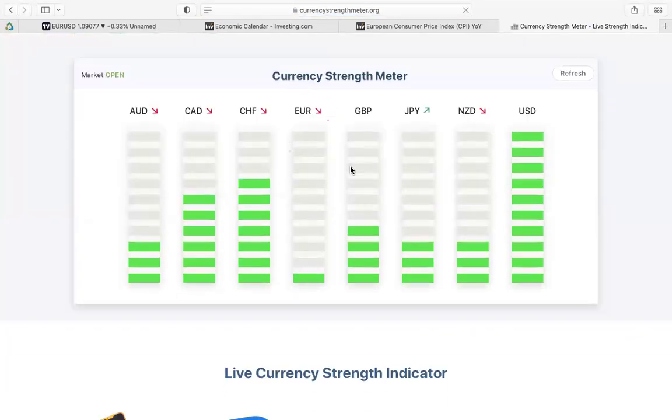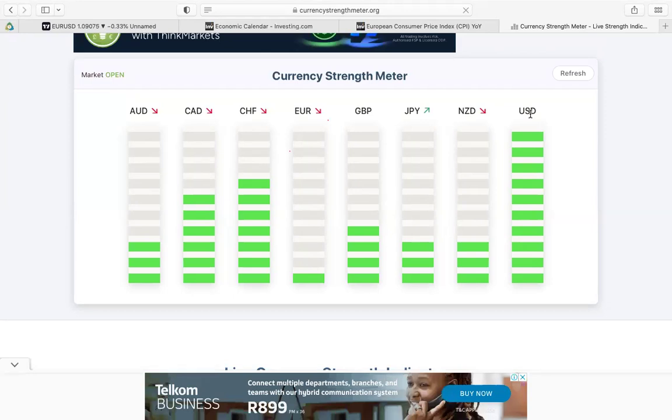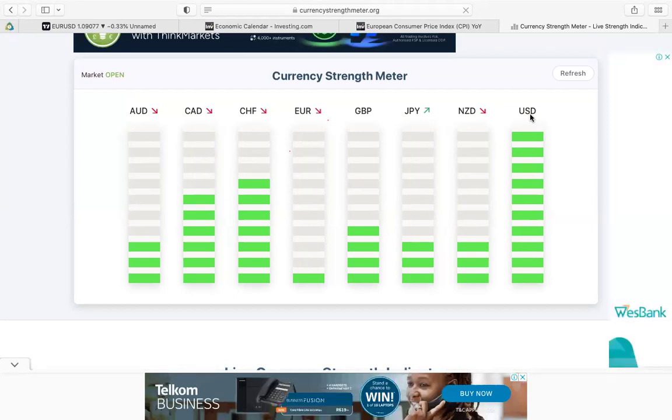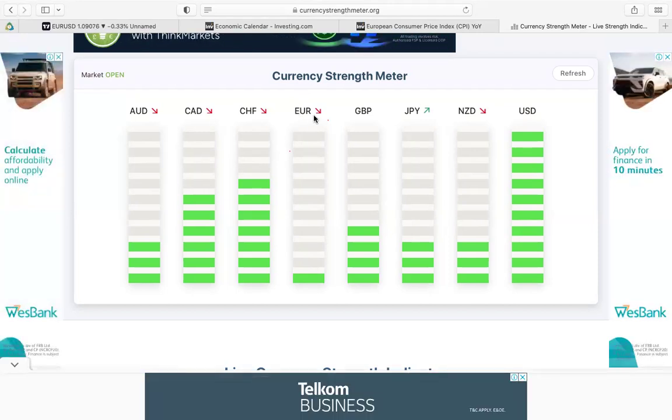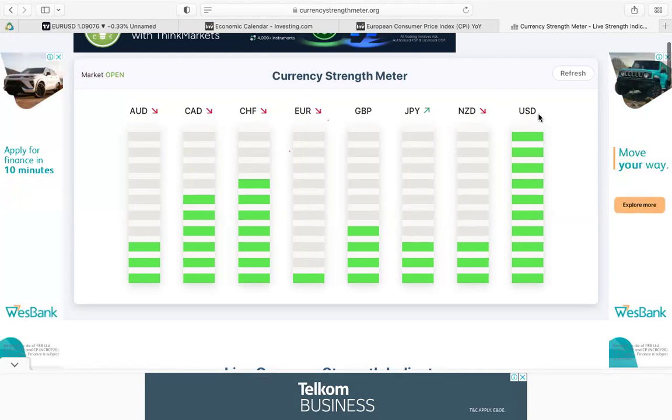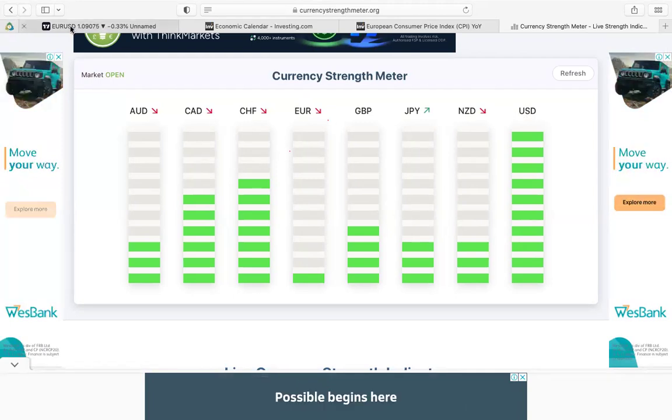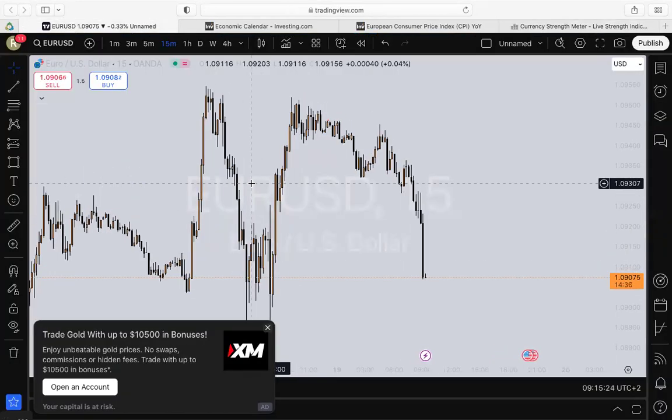Let's look here, right? Which currency here has enough strength? It's USD, right? Yes, it's USD. Since it is USD and we have the pair Euro USD, meaning we're going to do what? We're going to sell Euro USD. Do you guys understand?